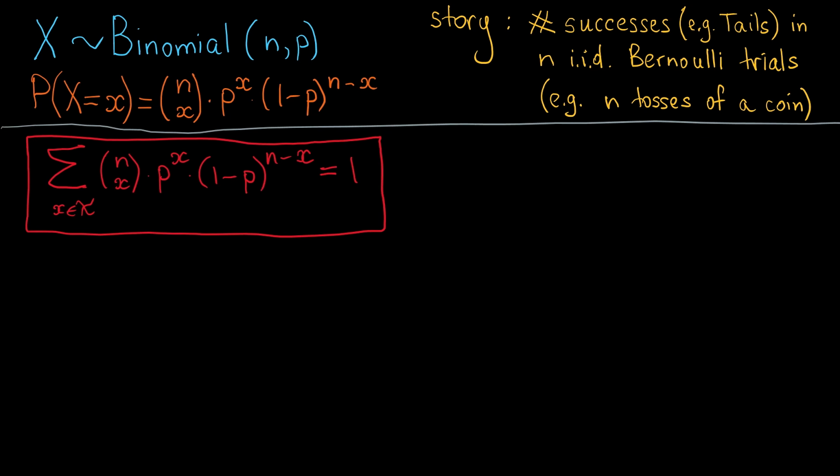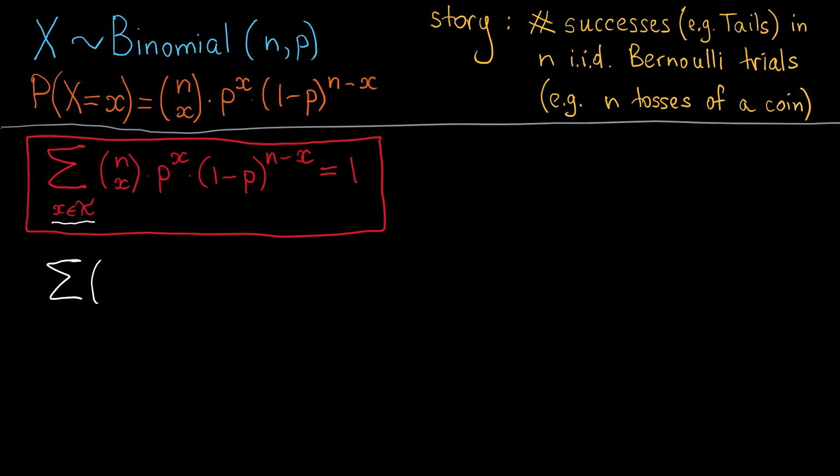Every legitimate standardized PMF should add up to 1 if we were to sum the PMF over all possible values in the support of the random variable. In this case, we have a binomial(n, p) random variable, and if we were to sum the PMF over all possible values of this random variable, in other words, all lowercase x in the support of the random variable X, we should get 1. But how do we convince ourselves that this is indeed the case?